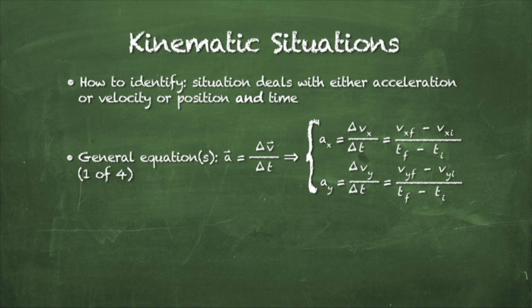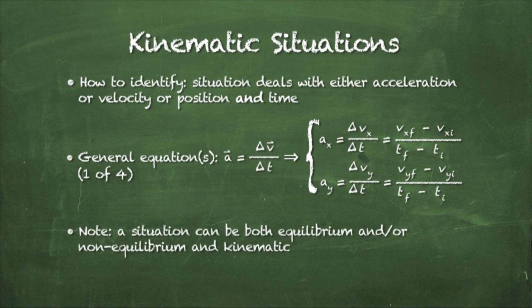Or, once again, being a vector equation, we have an x and a y component: the x component of acceleration is equal to vx final minus vx initial, divided by t final minus t initial, and ay is equal to vy final minus vy initial over t final minus t initial. And note that a situation can be both equilibrium and or non-equilibrium and kinematic.